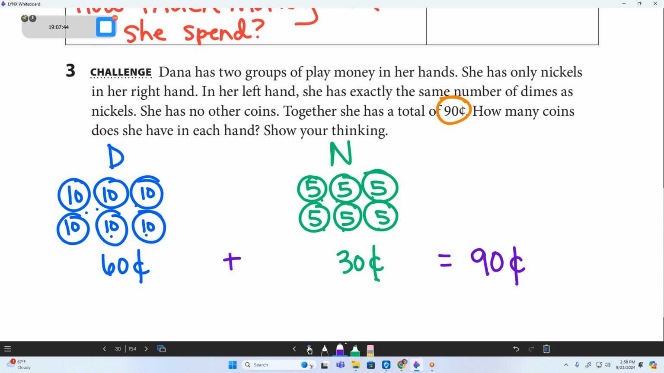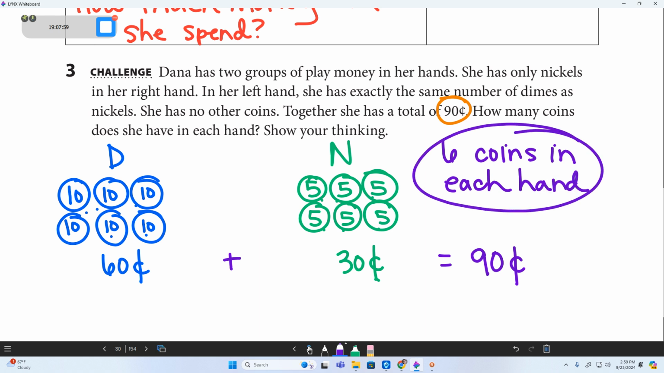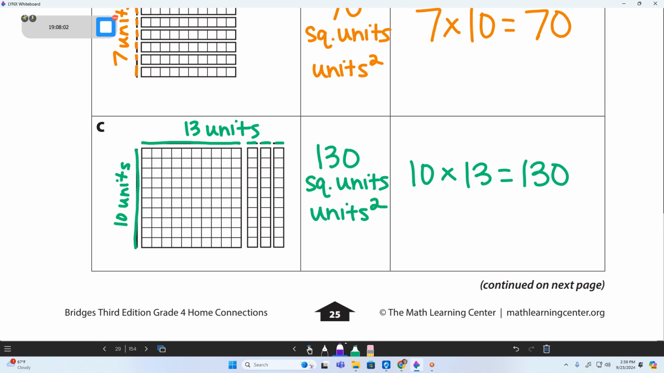Okay, so what does the actual question say? How many coins does she have in each hand? I'm going to say 6 coins in each hand. All right, that's the answer. All right, let's take a look at the answers on the first page.